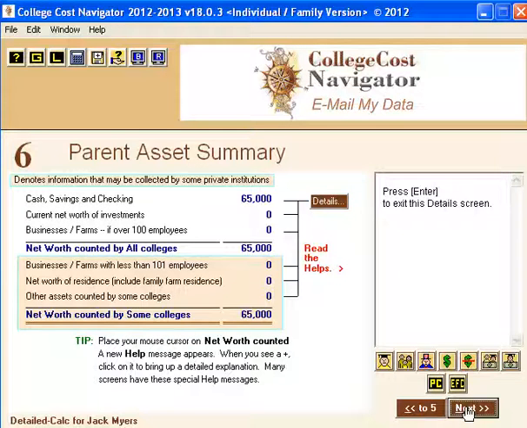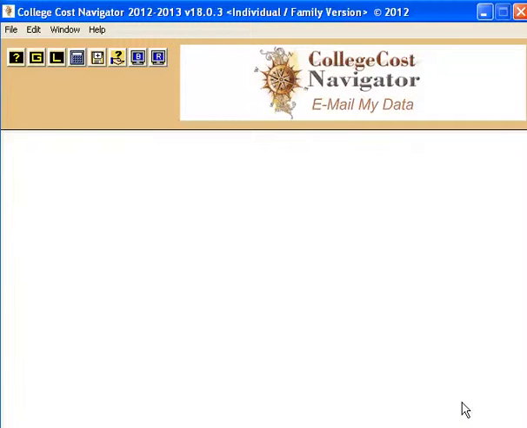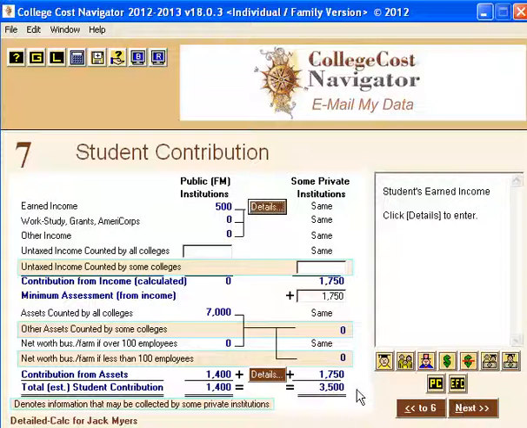Moving to screen 7. Here is the student contribution, and this is an important screen because a lot of people do things for good reasons, but the financial aid formula penalizes you. I had a client recently that put $10,000 into his son's checking account to help teach him responsibility about money and start to build some credit. Unfortunately, that was assessed at 20%, and that was $2,000 against the financial aid formula.